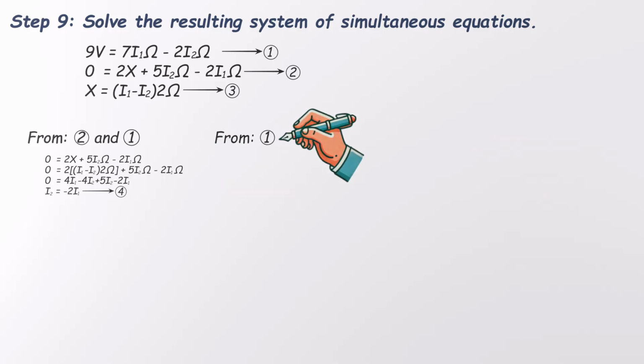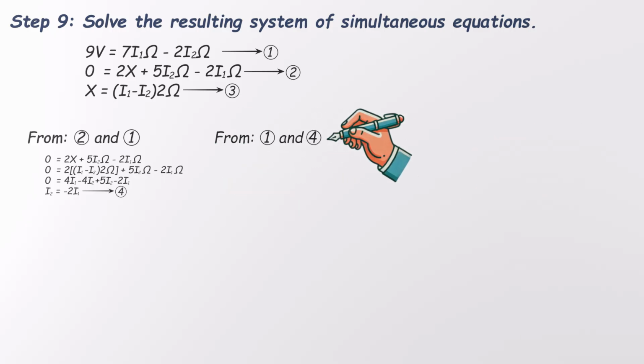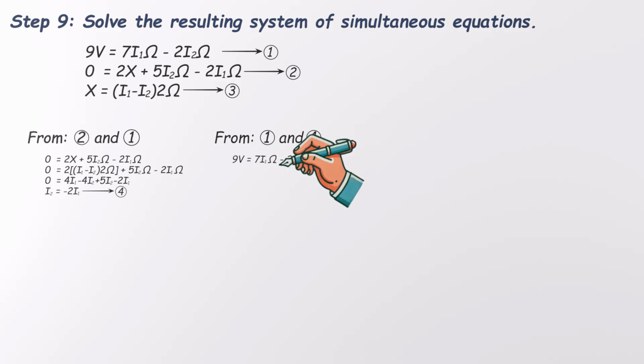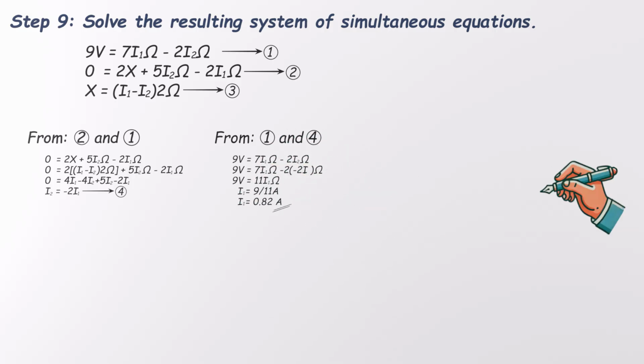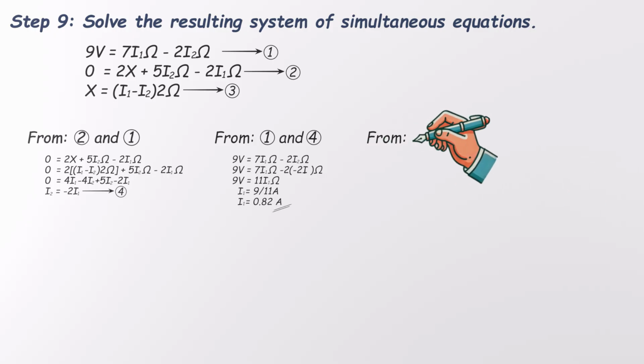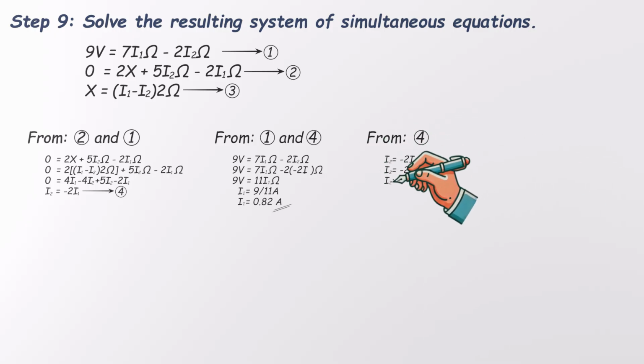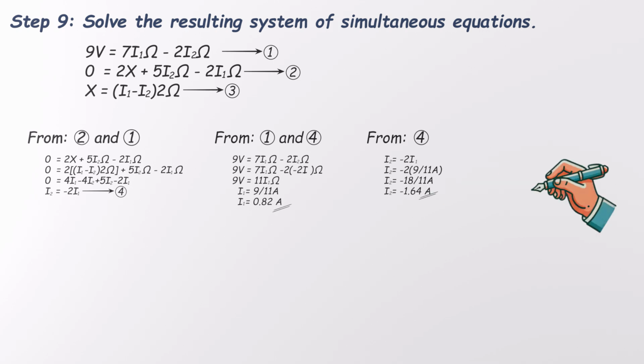Now I'll plug this I2 expression back into equation 1, replacing all I2 terms with minus 2I1. Solve that, and boom, we get I1 is 0.82 amperes. With I1 known, we substitute it back into our fourth equation, and that gives us I2 is negative 1.64 amperes. And just like that, we've found the mesh currents.